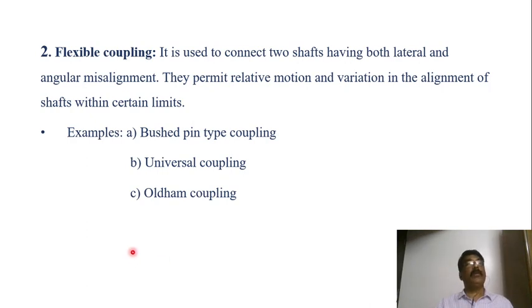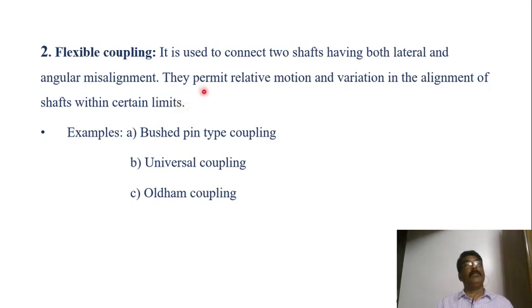So another type of coupling is the flexible coupling. It is used to connect two shafts having both lateral and angular misalignment. Here, lateral misalignment means shafts are parallel but offset by a small distance, and angular misalignment means the shafts are inclined to each other at some angle.